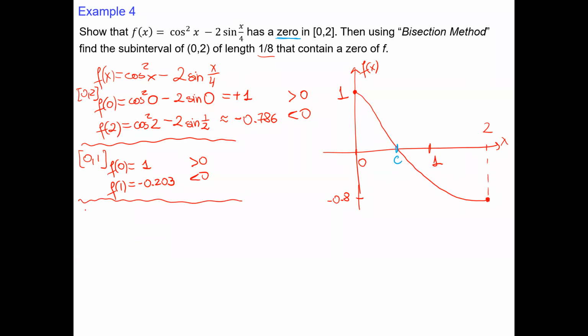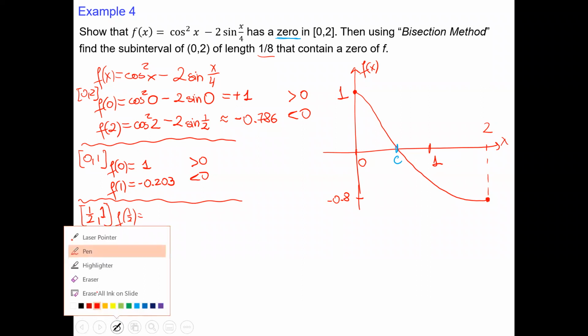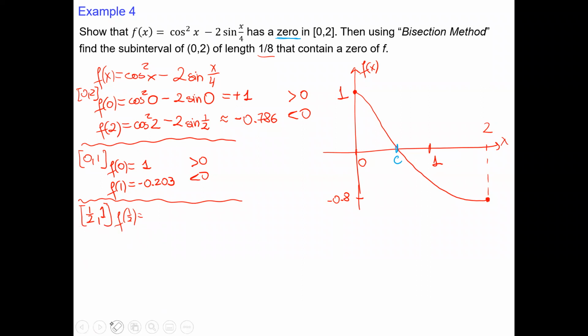Now let's maybe take 1/2 and 1. Right? We may pick any interval. If it doesn't work, we can move to the other. Between 1/2 and 1, because if this works, we will have the length 1/2. The value of the function for 1/2, I use the calculator and it's positive 0.521. Positive, and the value for 1 is negative.